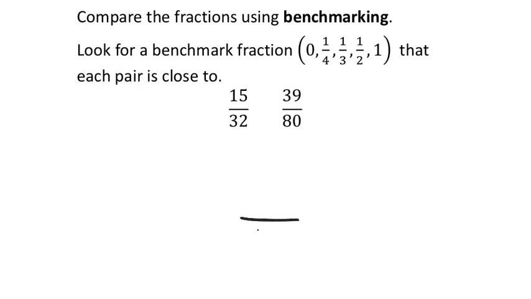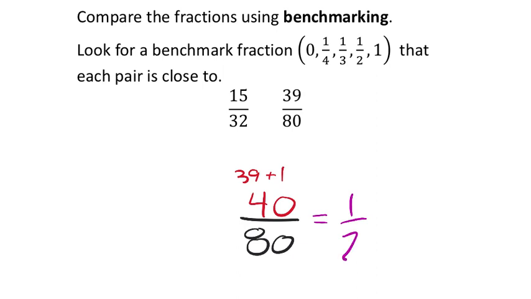Okay, now I would keep the one with the 0, but I would look at 39 and say, well, how do I make 39 something that is related to 80? Well, if I take the 39 and add 1 to it, I would get 40. The reason I want 40 over 80 is because this breaks down into 1/2. So you could divide both of those by 40 and get 1/2. Now this tells me that we are using the benchmark of 1/2 to make this comparison. So 39 over 80 is just below 1/2.